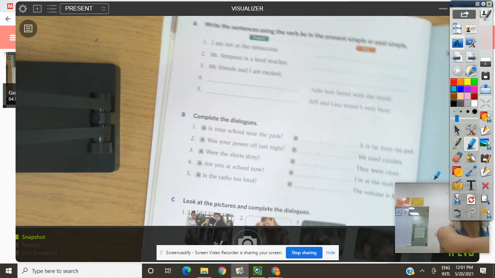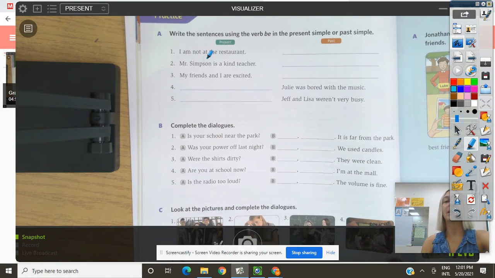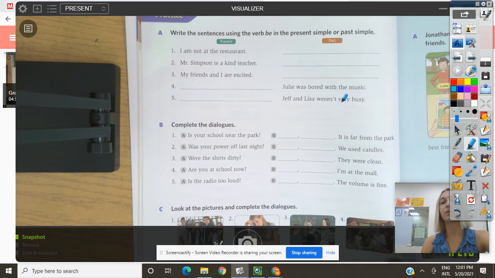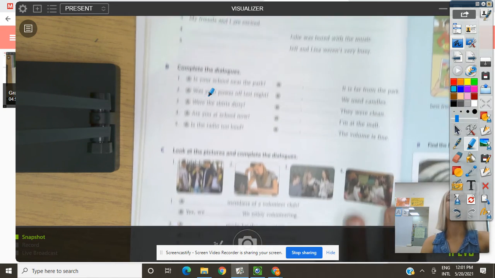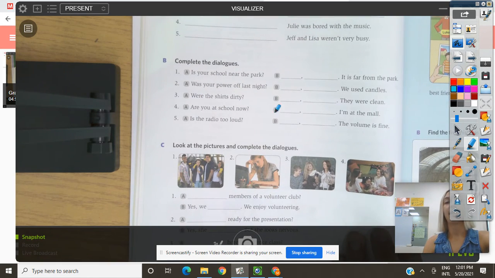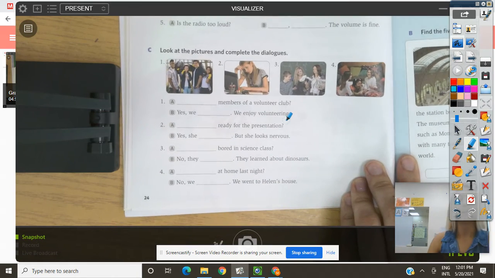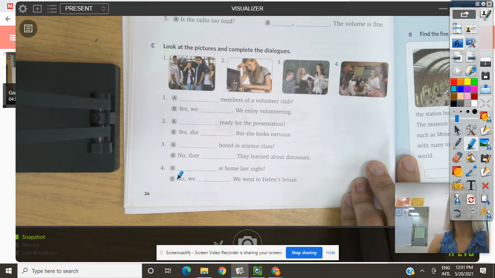On the next page, you need to either switch from the present to the past, or down here, you switch from the past to the present with the verb be. Here, you're completing some more dialogues. Questions, answers. You can look at these clues to figure out if you're answering yes or no. Down here, you have some more pictures to complete dialogues. You are given whether it's yes or no, and then you need to fill in the rest based on what you see in the pictures.